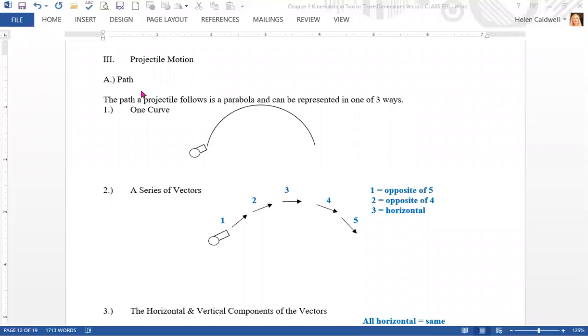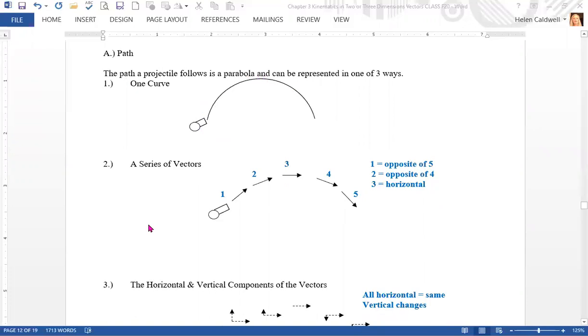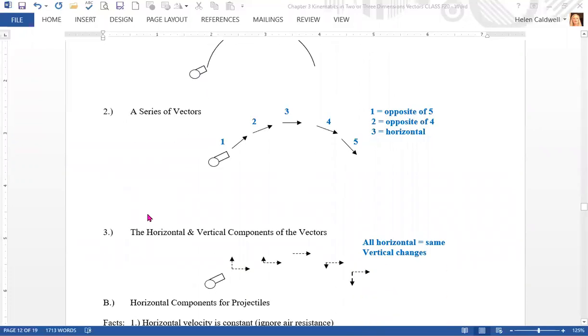So we could start out and look at the big picture of projectile. If we drew it out, it's a simple parabolic curve. So it goes up, it comes down. But in physics, that's not enough information. So we break it down to the middle drawing, where it's a series of vectors. We have vector 1, vector 2. You'll notice vector 3 is horizontal. We have vector 4 and vector 5.